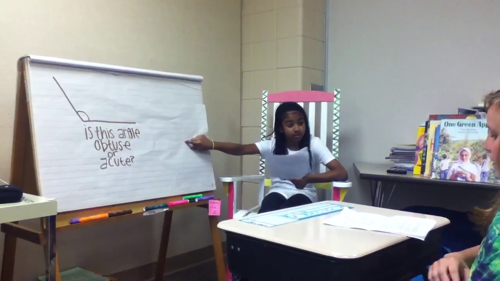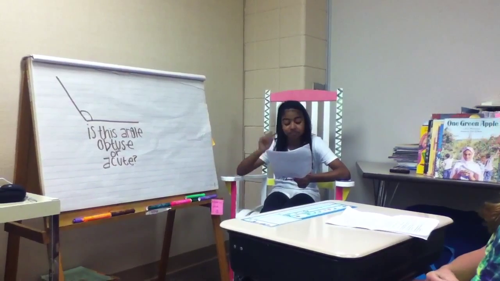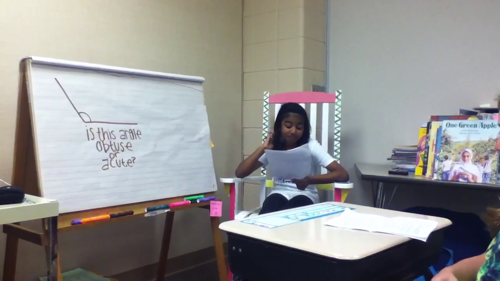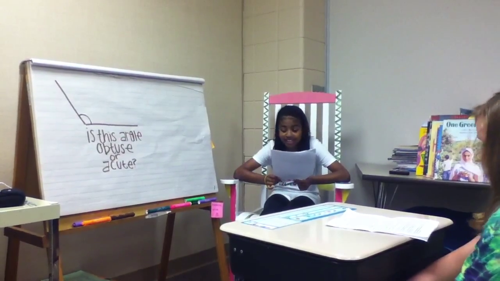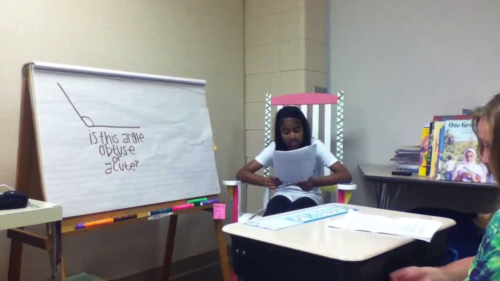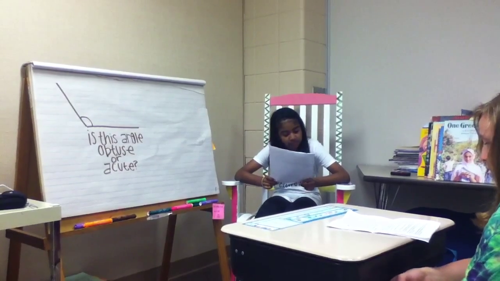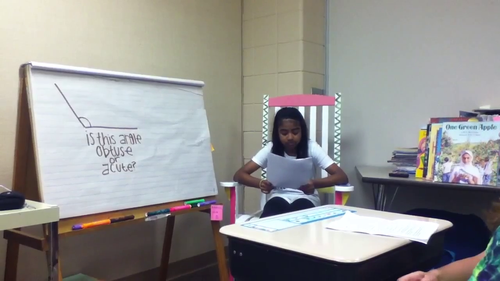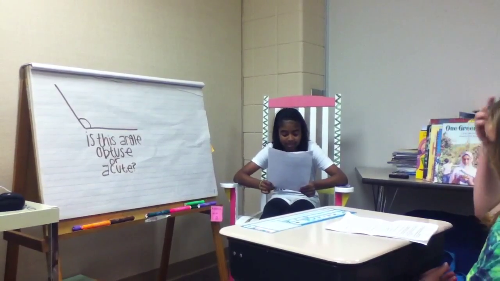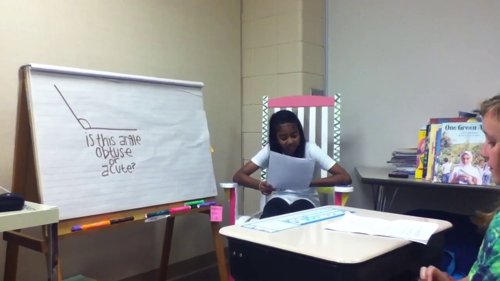Is this acute or obtuse? Remember that if it's greater than 90 degrees, then it's obtuse. If it's less than 90, then it's acute. Okay, yeah. So that would be obtuse, because that's more than 90 degrees. Yeah. Next we have the formulas.